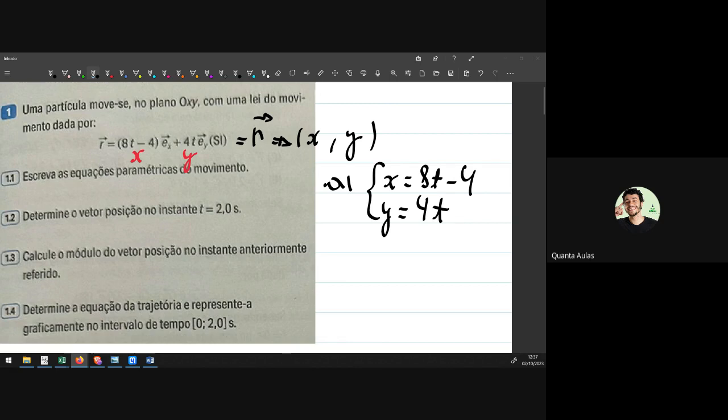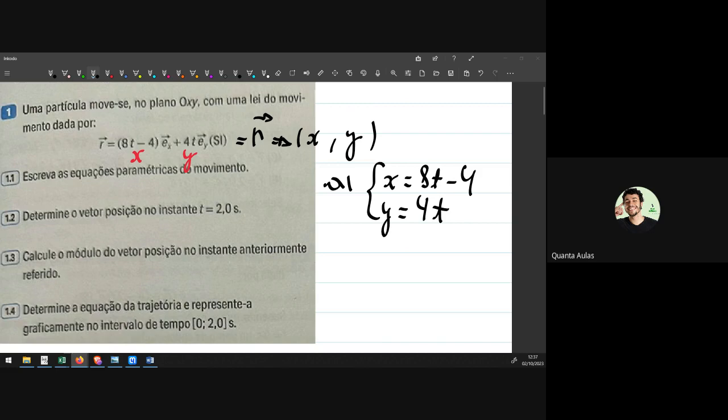Okay, so this is very easy to understand. R is a position vector. So this position vector has an X coordinate and a Y coordinate. So just write these coordinates in a time equation, in T. This is the parametric equation, okay? Just like that. So let's do question 2. Determine the position vector at time t equals 2 seconds, okay?